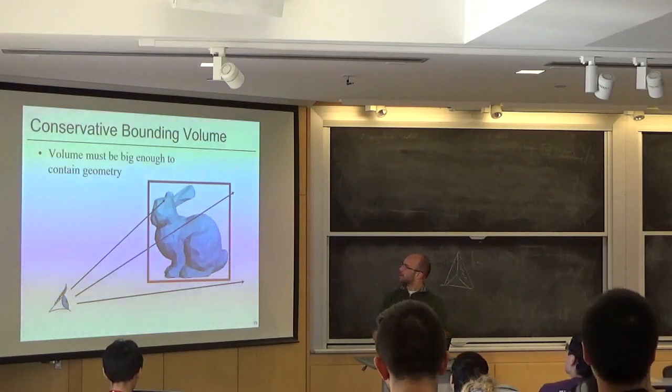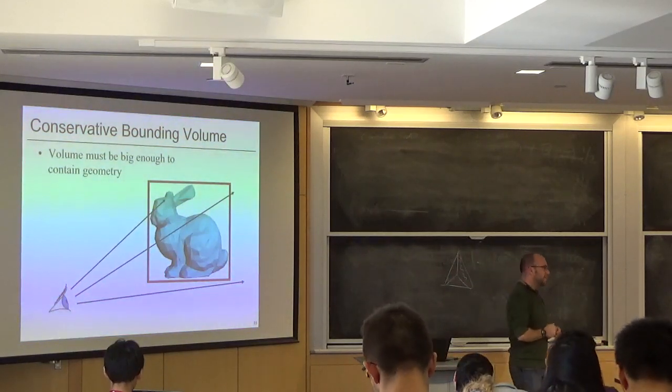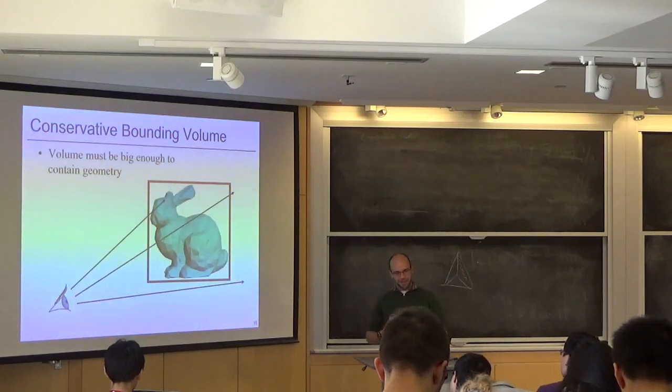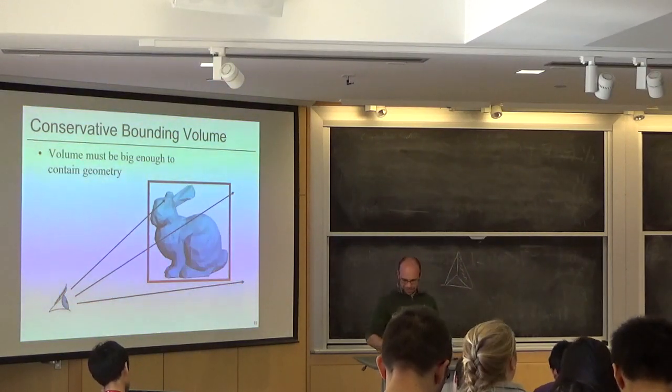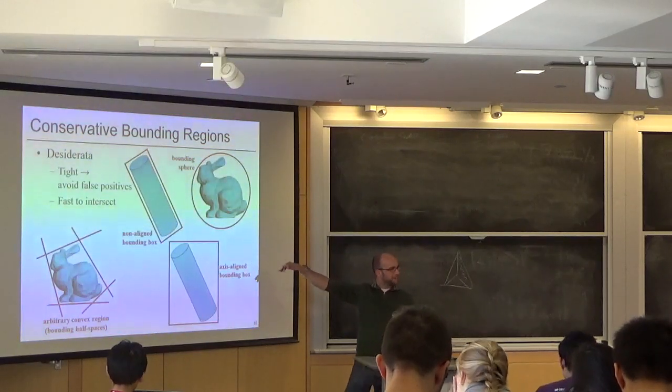And so, what do I have to do? Well, I have to come up with some conservative bounding volume, right? That's a volume of space that contains your object. Okay? And of course, there are many options, right? The simplest thing to do is put a rectangle around your shape. You can also surround it with a rotated rectangle or a sphere or what have you.